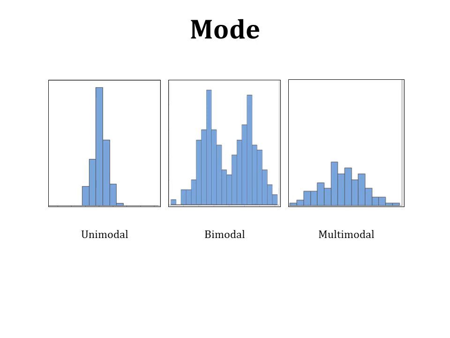So this one has one peak. This is unimodal. This one has 2 peaks. This is bimodal, and this one has multiple peaks. This is a multimodal distribution.